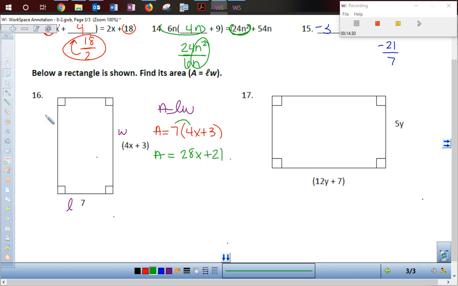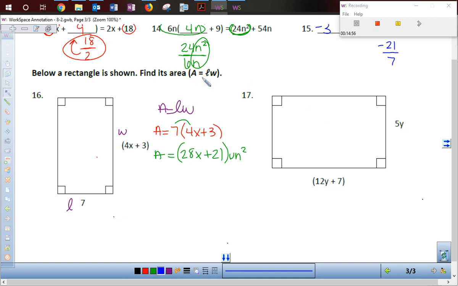Finally, since this is an area, I just need to make sure I give it a label. They didn't give me a label to start with, which means this is going to be units. But since it's area, that means it's squared. And then one more thing, I need to make sure that I understand that it's not just 21 that's units, this is the whole thing that's the area. So I'm going to put it in parentheses. This binomial is my area in units squared. Let's try it again on number 17.